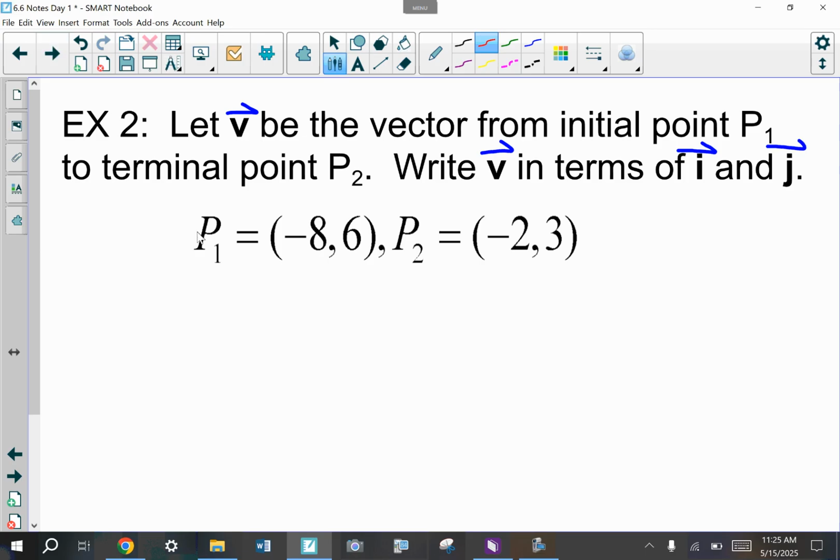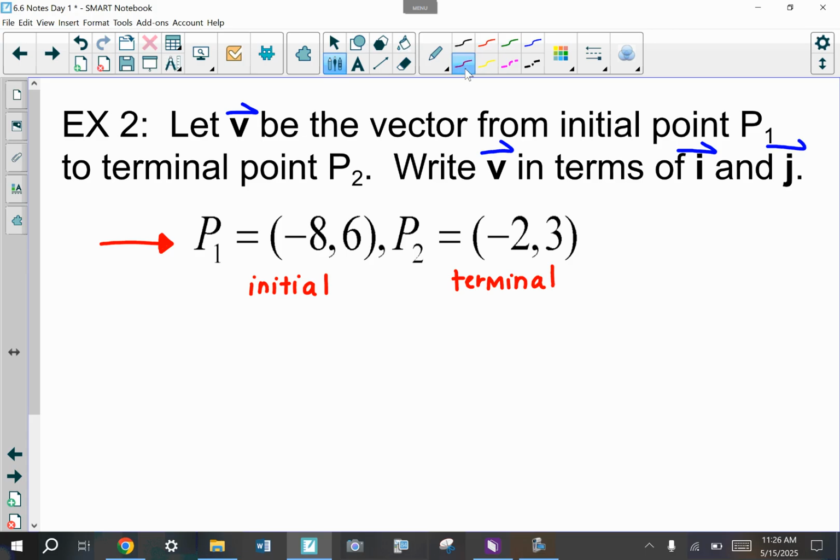Okay, the next thing. Go ahead and write these 2 points. If you want to write the directions, you can. But basically, it's saying just write this vector in terms of i and j. It goes back to what you wrote down just a moment ago. If your initial point is P1, -8, 6, so if you want to not have to write as much, you could say this is your initial point, and this is your terminal point. That's basically what the directions are saying. You'll see that in Pearson. Let vector v be the vector from the initial point, P1, to terminal point, P2. Write v in terms of i and j.